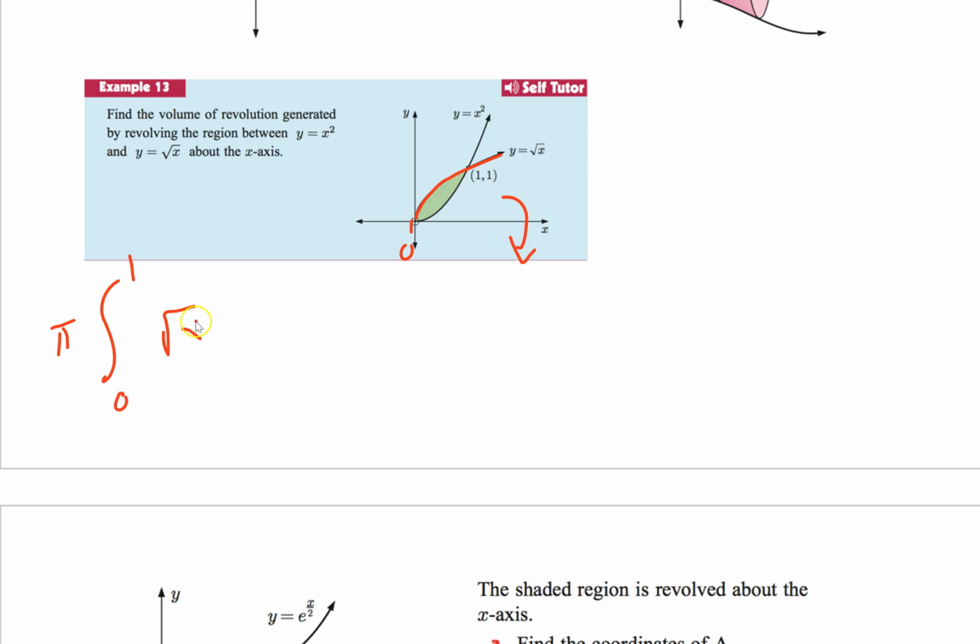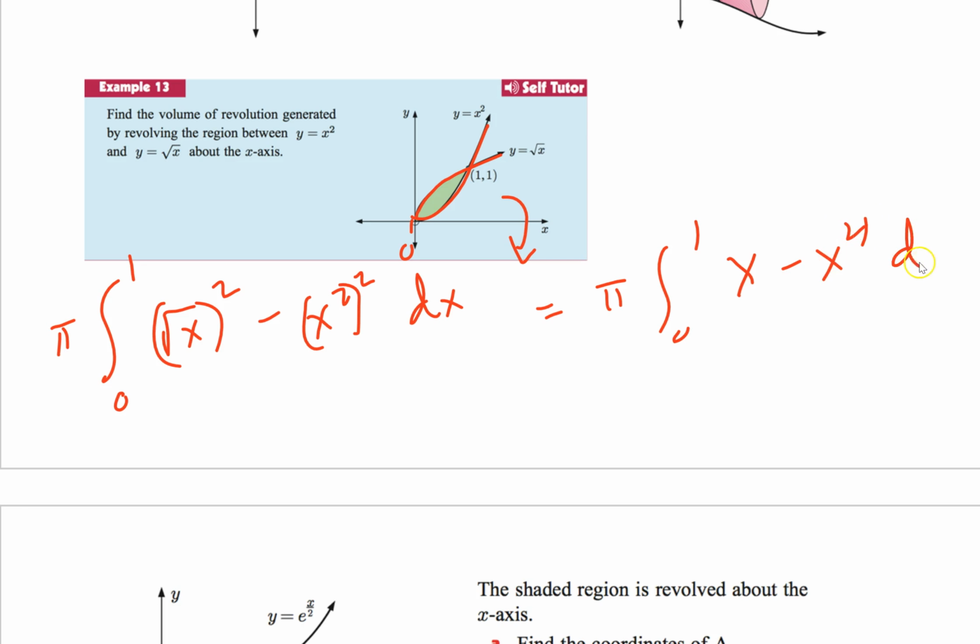So square root of x minus the bottom equation, which is this one, x squared. Don't forget we're doing volume, so we have to square them afterwards. Right, so to set it up, top squared minus bottom squared. So we can simplify that a bit. This is x minus x to the 4th dx. Right, just doing some basic algebra. Now, integrate it. So, super basic, power rule. Add 1 to the power, divided by the new power. So we're going to get pi times x squared over 2 minus x to the 5th over 5.